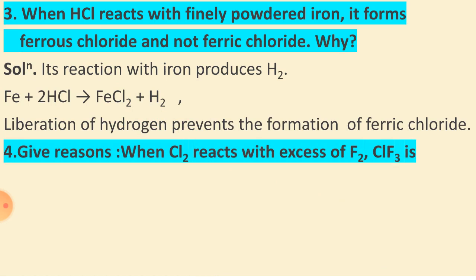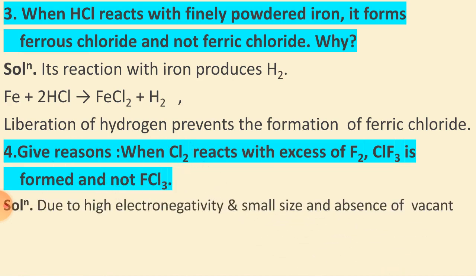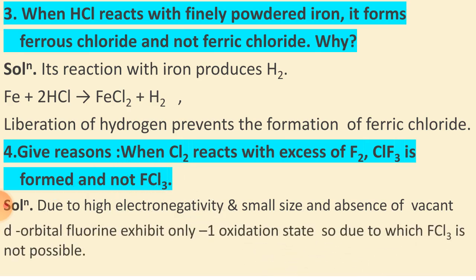Now question number 4. Give reason. When Cl2 reacts with excess of F2, it forms ClF3 but not FCl3. This I also told you. In interhalogen compounds, due to high electronegativity, small size and absence of d orbitals, fluorine exhibits only -1 oxidation state. Due to this, FCl3 is not possible.